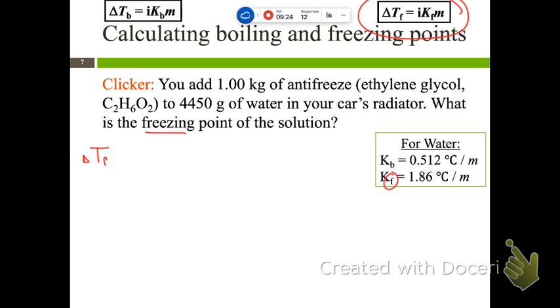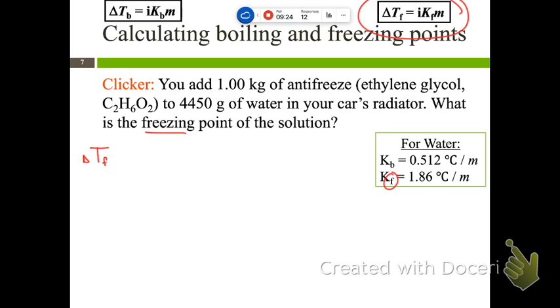Delta Tf, what does that mean? Delta means change. A lot of people ask, do I add it or subtract it? You have to remember that it's not in the equation. It's not a negative, it's not a positive. You find how much the temperature changed. And then you have to say, if it's freezing, does the freezing temperature always go up or always go down when you add a solute?